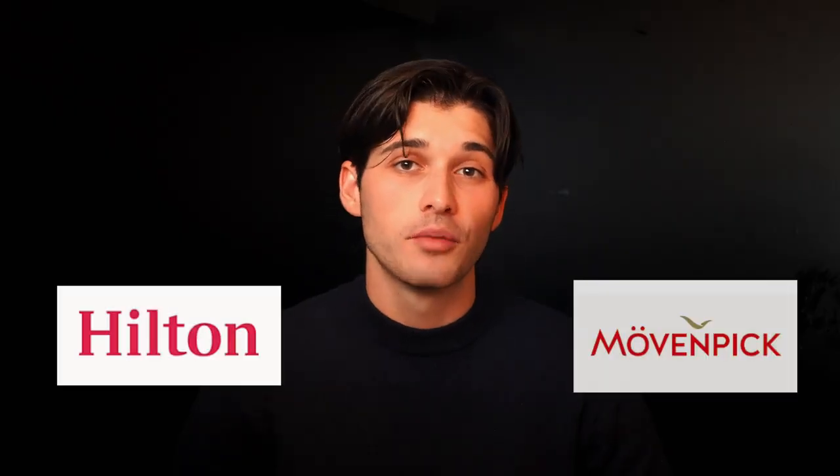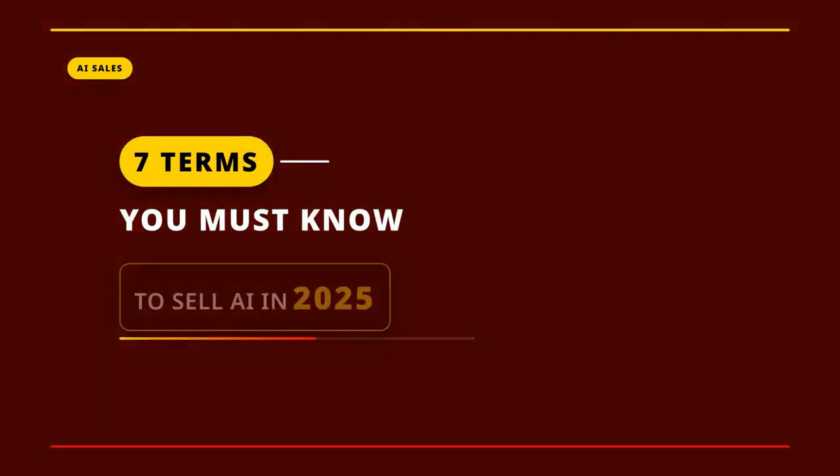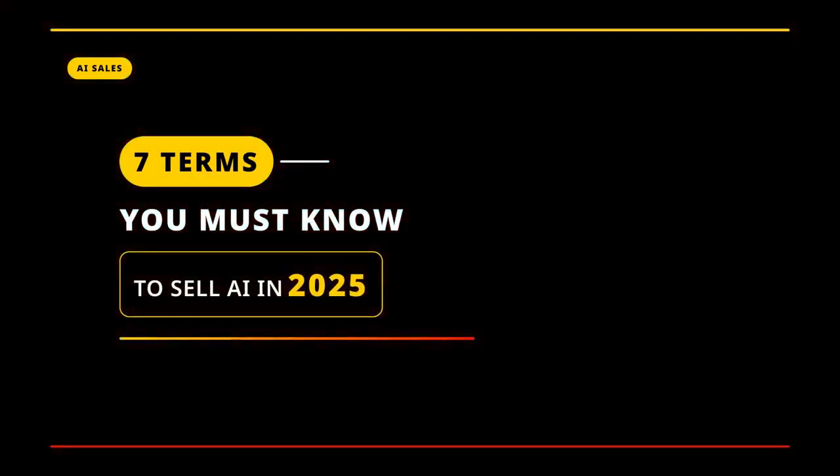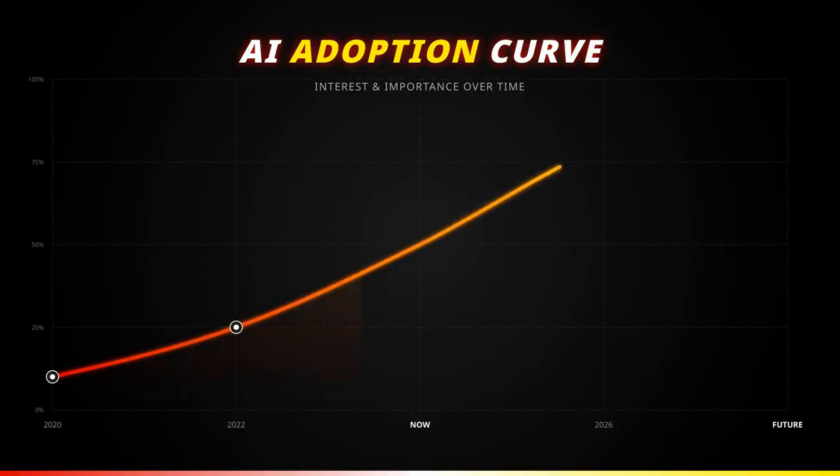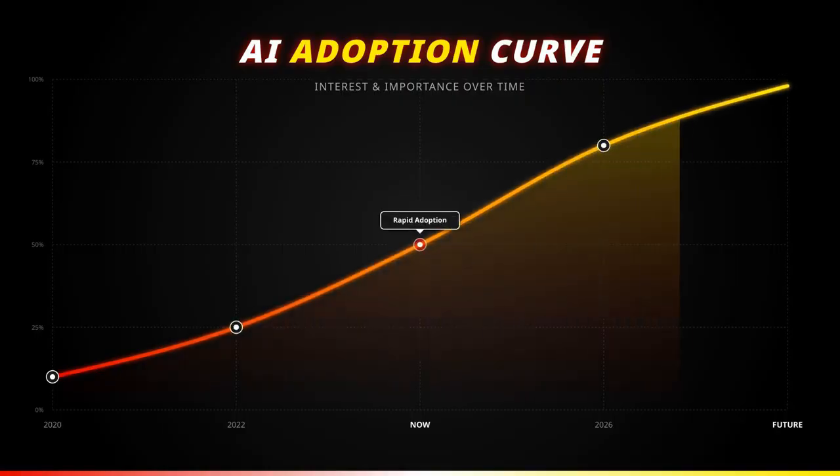I sold AI systems to companies like Hilton Hotels or Mövenpick Resorts, and today we will discuss 7 terms you must know to sell AI in 2025. AI is and will remain a huge topic now and in the future. Being able to communicate clearly what you talk about is essential, especially when you want to sell it, when you want to make money with it.